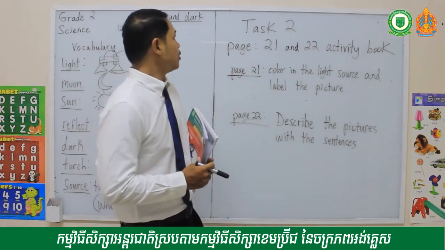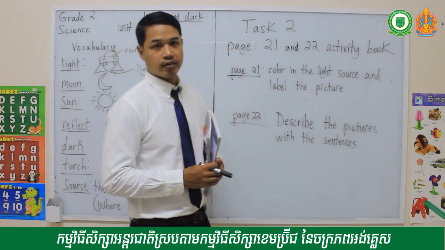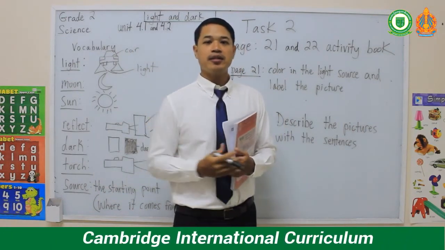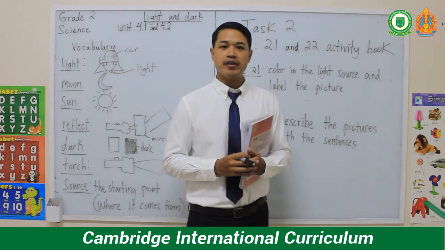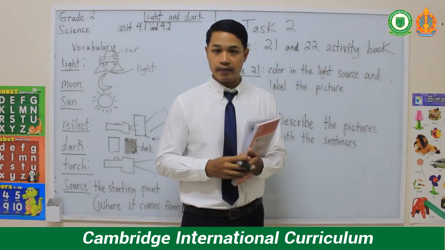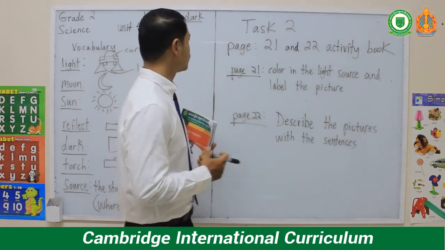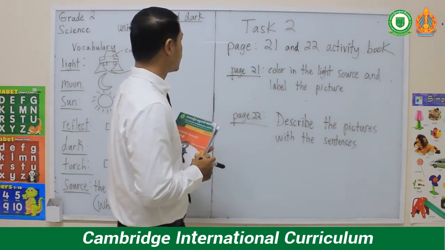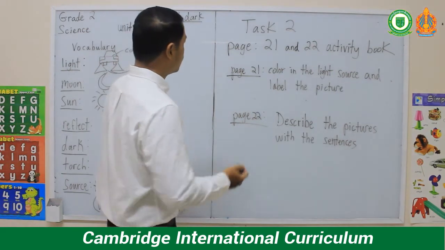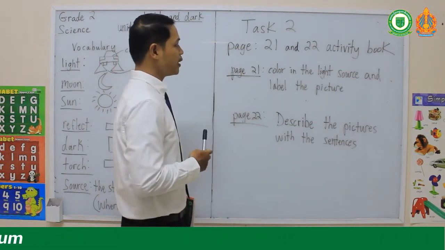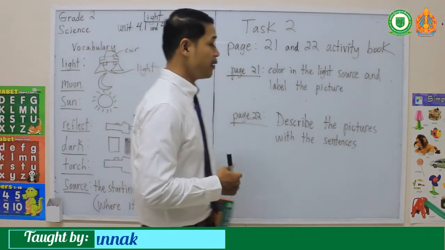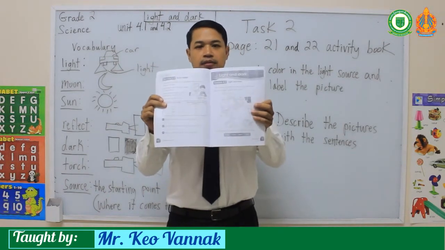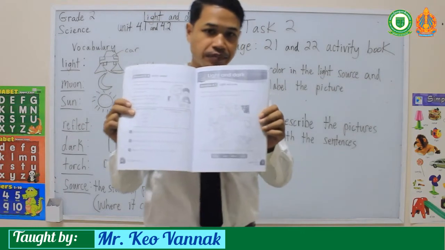So task 2. This is some work for you so you can keep studying during the school shutdown of this coronavirus pandemic. If there's more work, we can always study wherever, right? Task 2 is page 21 and 22 in your activity book. It will look like this, page 21.